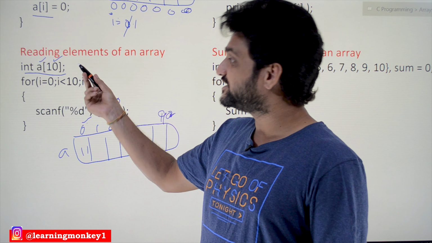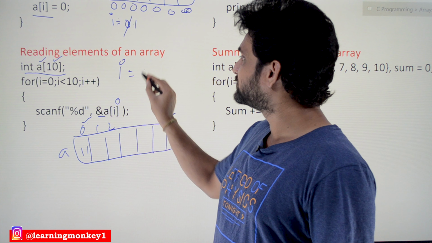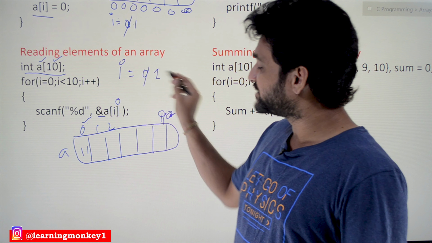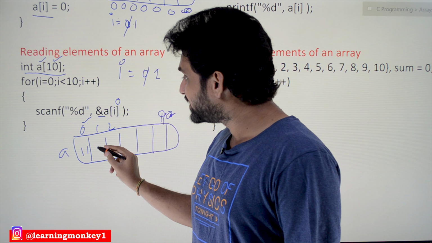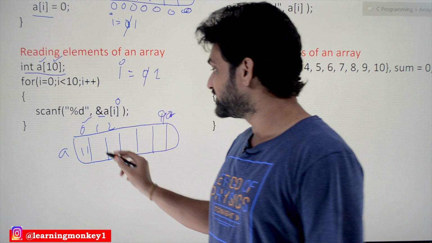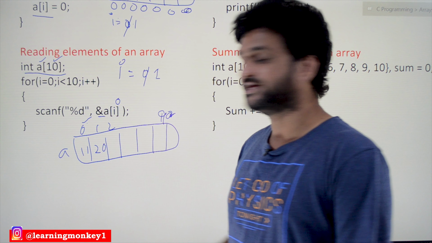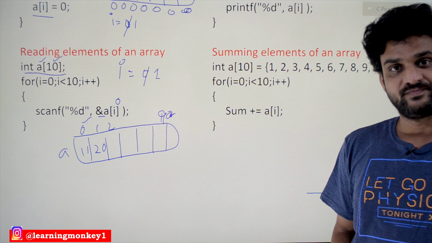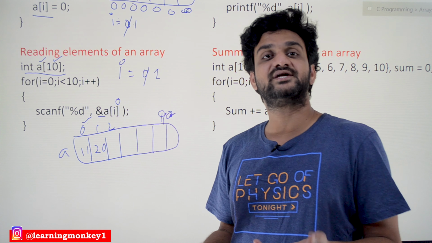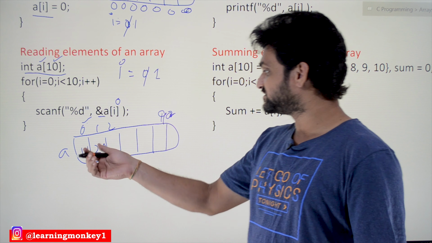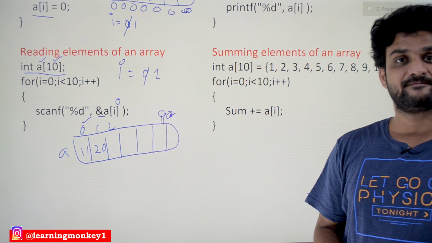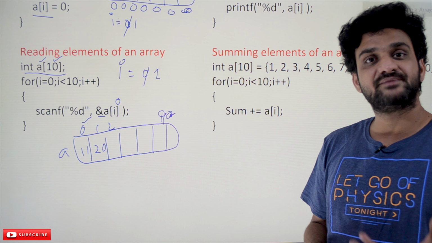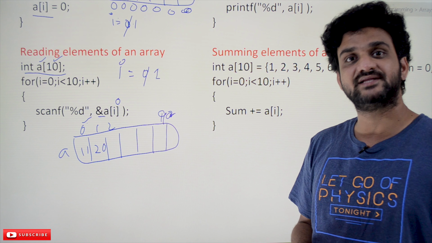In the next iteration, the value of I is equal to 1. So 0 will get incremented to 1. At a of 1, the value given by the user will get inserted. For example, if he has given 20, that will get inserted in the location a of 1. Similarly, he will give all the 10 values, and all those 10 values will get inserted in the array. So this is how the values can be read from the user.